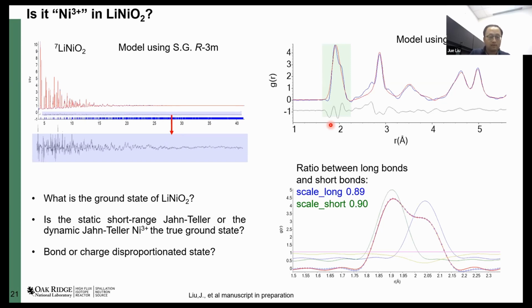So the partner compound is lithium nickel oxide. From a chemistry point of view, I think also in the field, it has been agreed for many, many years that this is nickel 3+ with a Jahn-Teller distortion on a short length scale. This can actually be very reasonably described by the average structure.